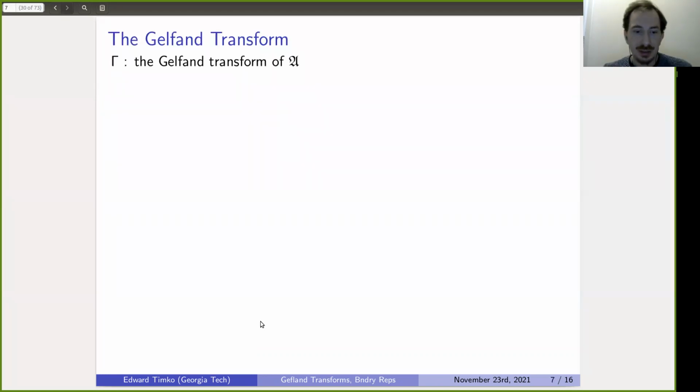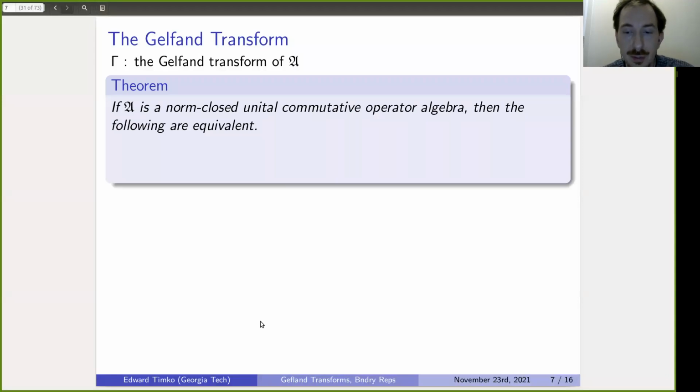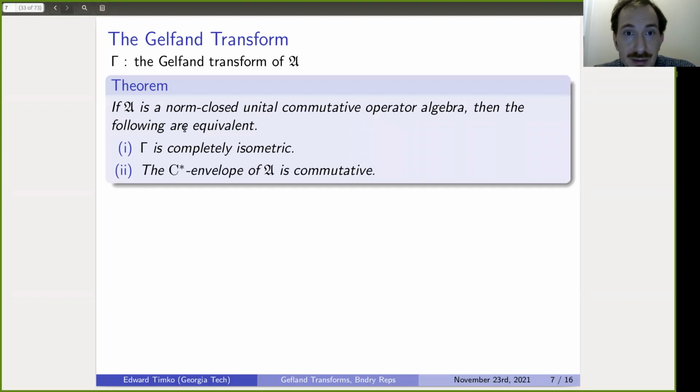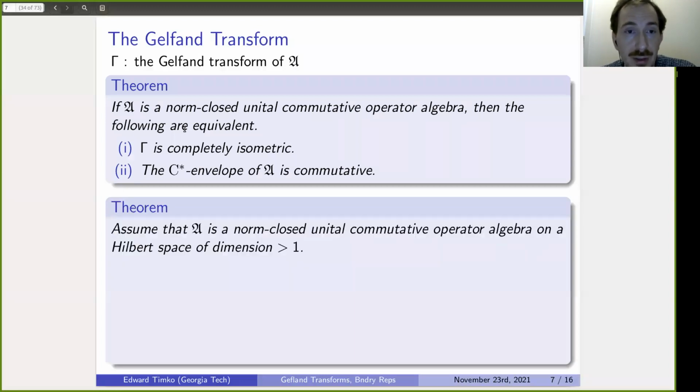But now, where does the Gelfand transform of the title fit into all of this? Well, I'll let gamma denote the Gelfand transform of A for short. The first thing I want to mention is that if we have a norm-closed unital commutative operator algebra A, then the following statements are equivalent. First, the Gelfand transformation is completely isometric. And second, the C-star envelope of A is commutative. So this is one connection with these boundary representations, one reason why we're interested.